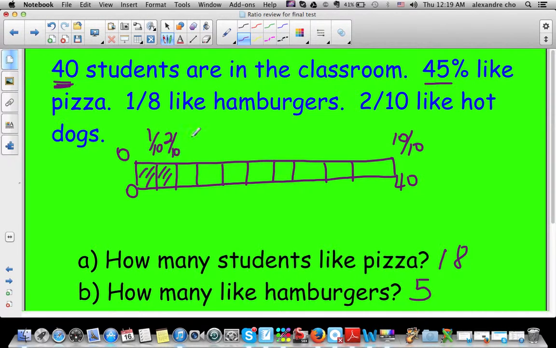This is 2/10, 3/10, and so forth. I'm not going to write them all because it's not necessary. We're interested in only the beginning, so 1/10 to 10. So how many students do 2/10 represent?